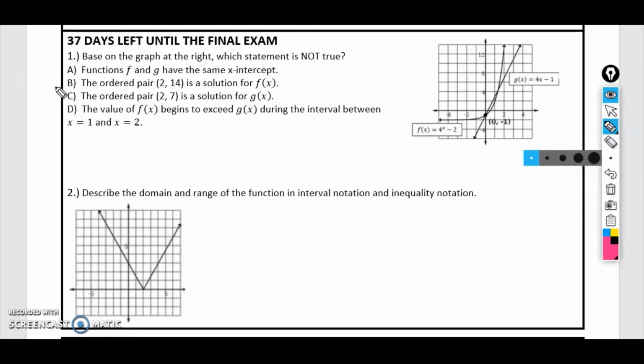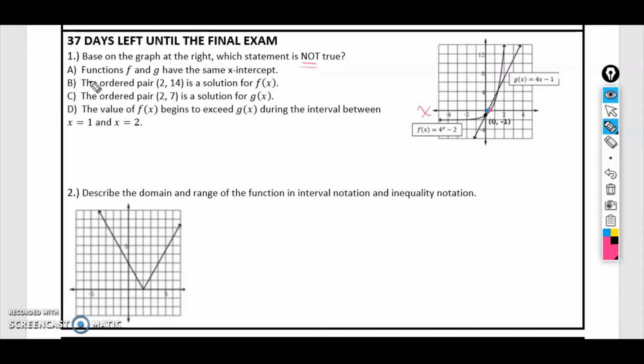Day 37. Number 1, based on the graph at the right, which statement is not true? So the key is looking for something that's not true. Functions f and g have the same x-intercept. So x-intercept means it's going to be on the x-axis. Here is your f of x function, which is exponential, and it crosses the x-axis here. And then your g of x, which is a linear function because it's a line, crosses your x-axis here, and they're not in the same spot, so that one actually does not work.